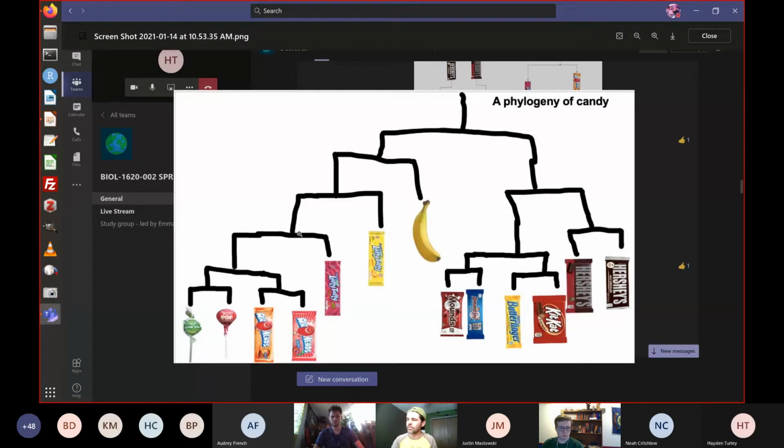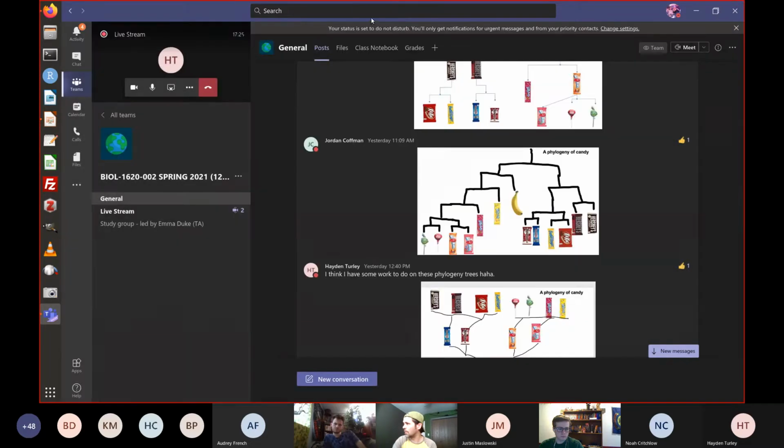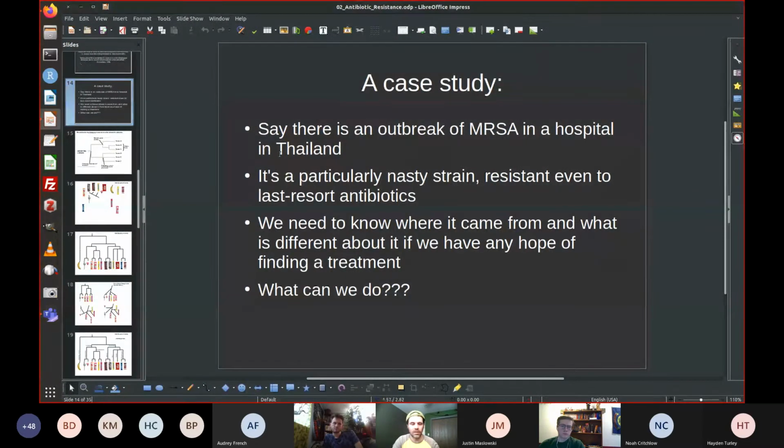Whereas these nodes, the branch points, what do they represent? Common ancestors? A common ancestor, and this is important, a theoretical or hypothesized common ancestor that we don't have an example of. If we did have an example of it, then it would get its own branch. I feel like maybe I'm not explaining this super well. So I'm going to go into our case study here again.